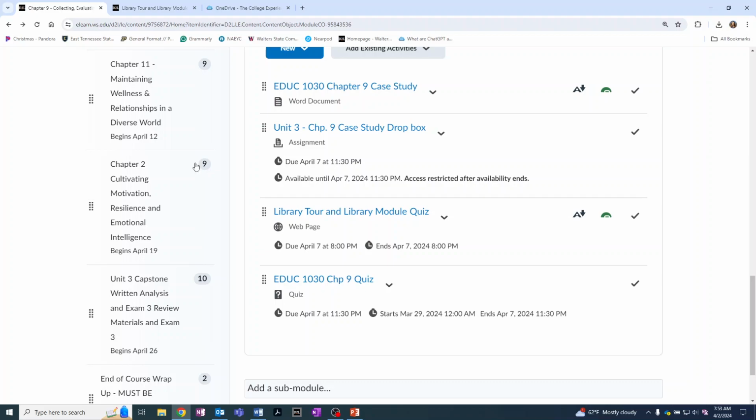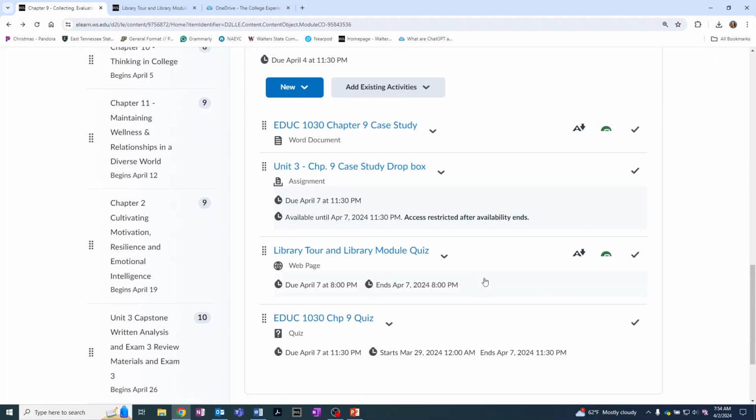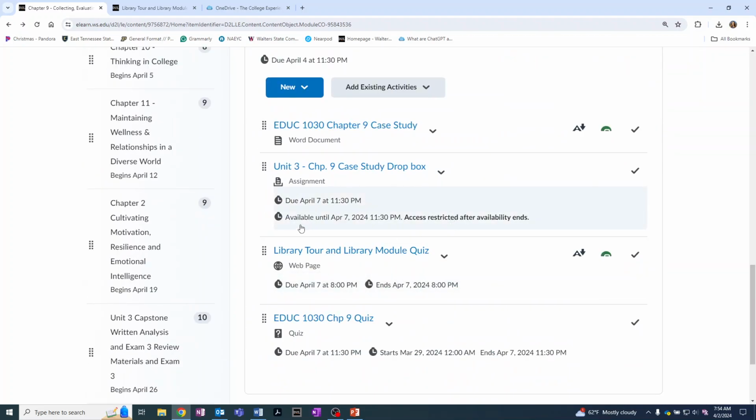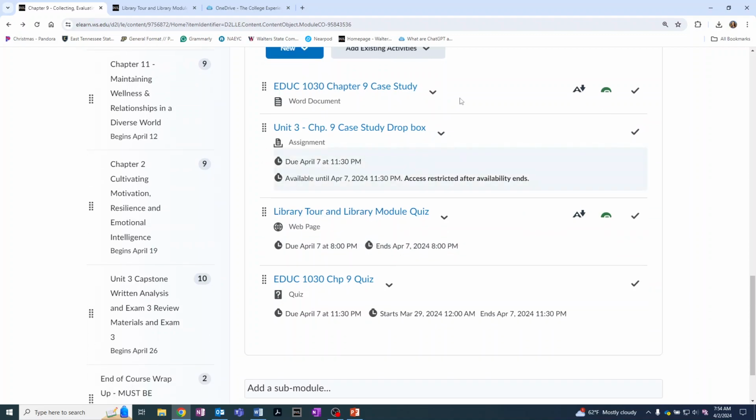One thing I did want to note is because this wasn't visible yesterday, something was going on, it wasn't open. I did give you extra time. So instead of the summit being due on Thursday, I've extended it to April 7th. So that's on a Sunday instead of Thursday. So you have a few extra days to be able to work on the case study assignment as well as the two quizzes.